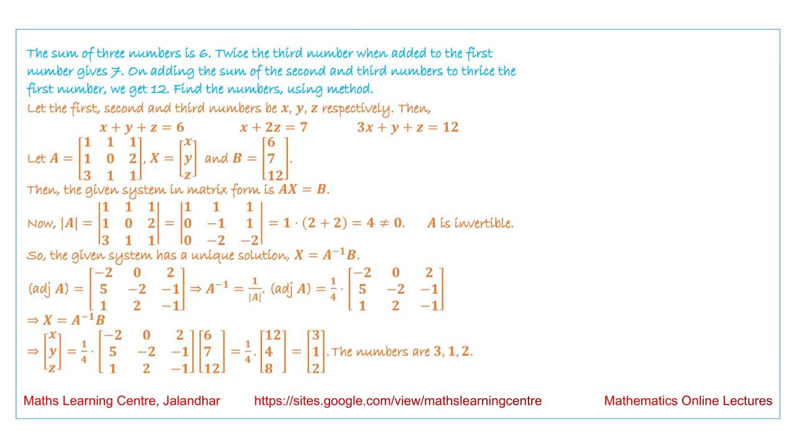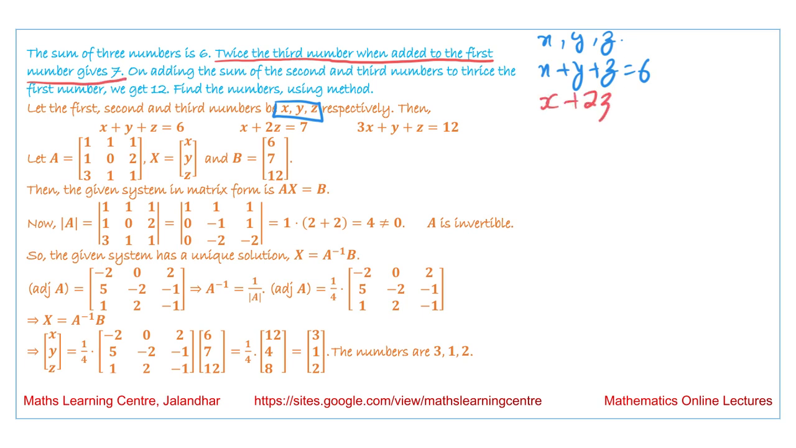Next is the sum of three numbers is 6. Suppose the three numbers are x, y and z. Their sum is 6, means x plus y plus z is equal to 6. Next is twice the third number when added to the first number gives 7. So this equation can be written as x plus 0y plus 2z is equal to 7.